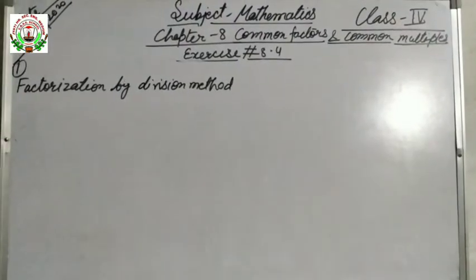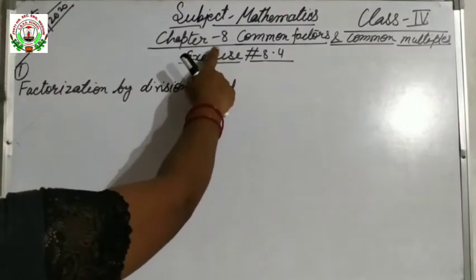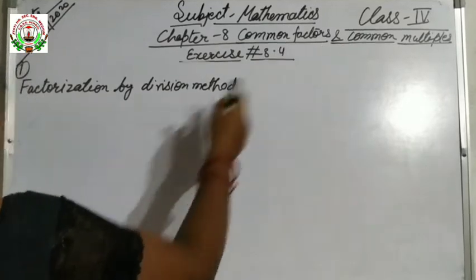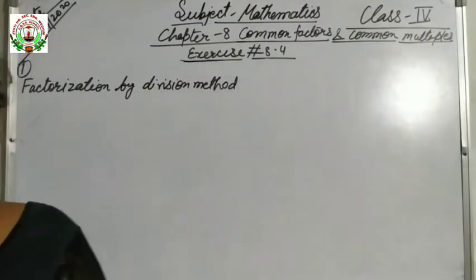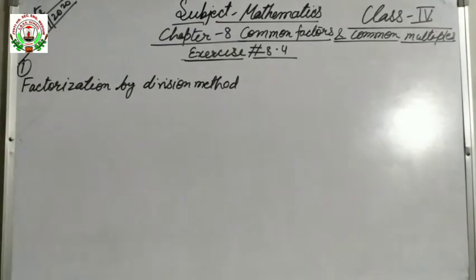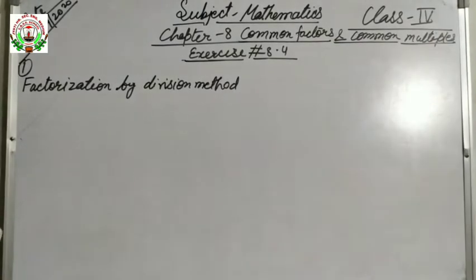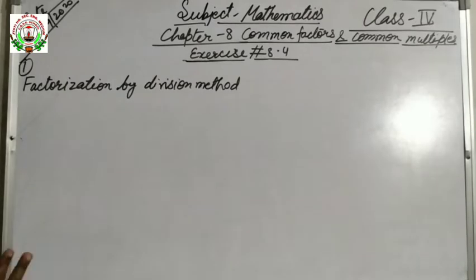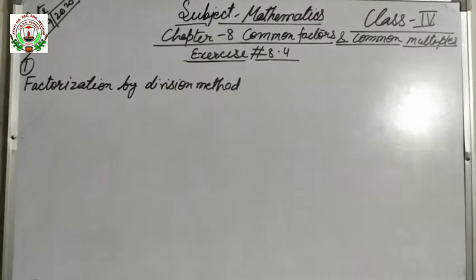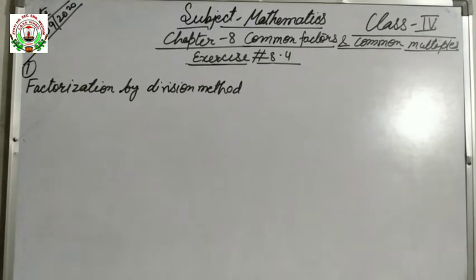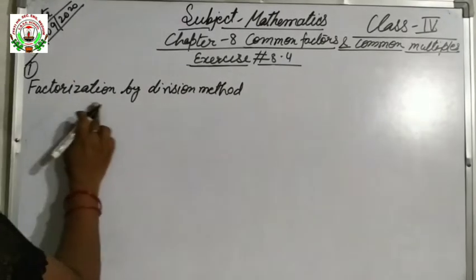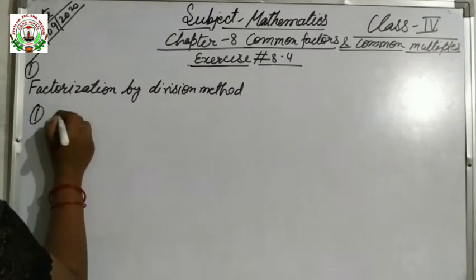Good morning children. Today we will continue chapter 8, common factors and common multiples. Today we will see exercise 8.4, factorization by division method. So today we will see two methods. Number one is factorization by division method and number two is factor tree method. So first is factorization by division method.